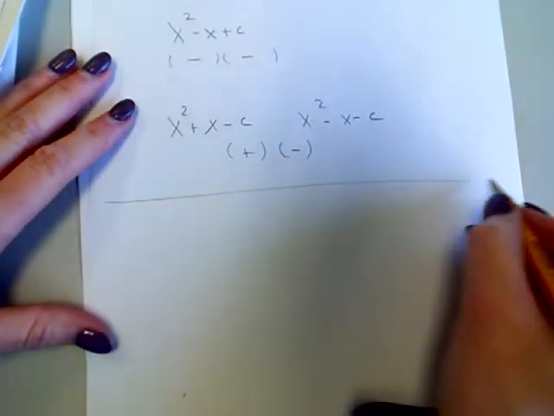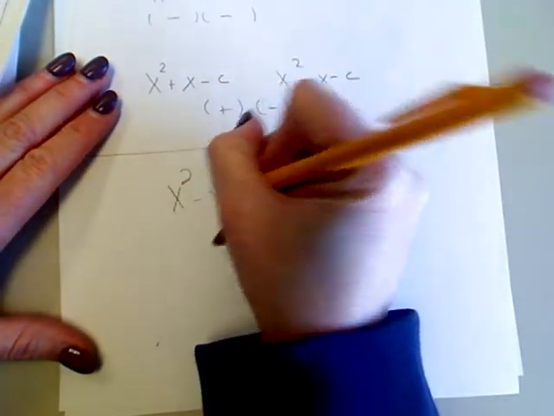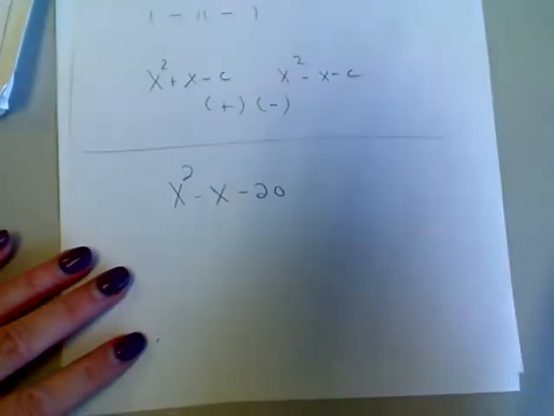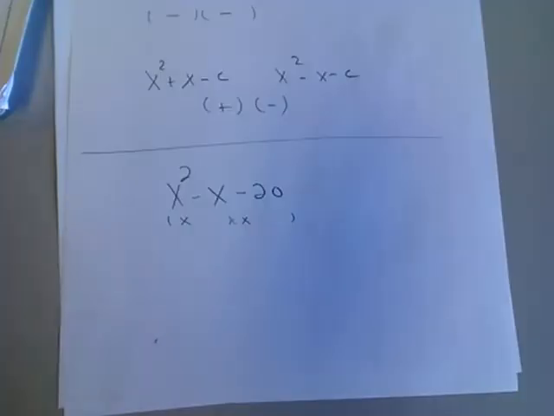Now, let's look at this one. Let's do x squared minus x minus 20. You know there's two sets of parentheses. You know in the front you're going to put x and x. What can you multiply to get 20 and add or subtract to get 1? 5 and 4.